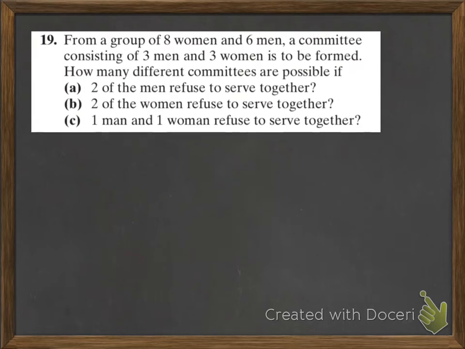From a group of 8 women and 6 men, so I'm going to write these things down for me. A committee consisting of 3 men and 3 women is to be formed. All right, that sounds very familiar and something that we've done before, but in this problem we're going to put some restrictions on it. How many different committees are possible if 2 of the men refuse to serve together? So there are 2, let's say we'll call them M1 and M2. They will not be on the committee together.